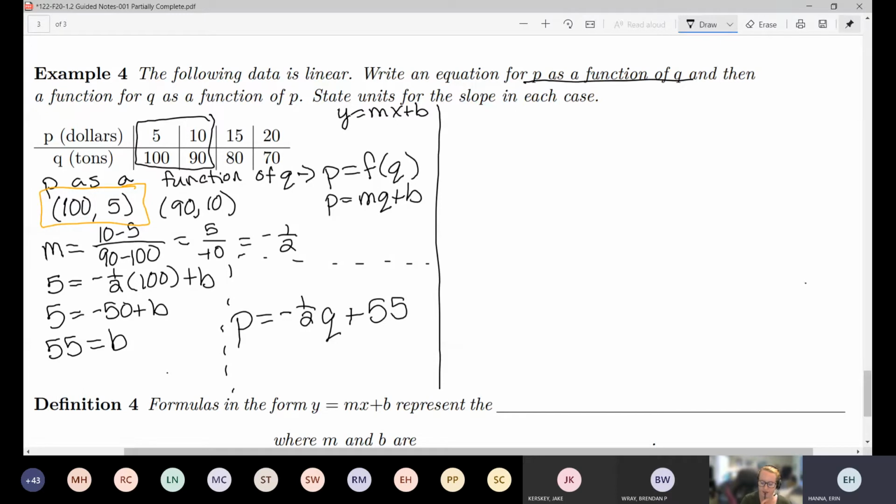And then the other thing we were asked for in each one of these cases is the units of the slope. So let me go back to the slope really quick. It's not too bad to walk yourself through the units of the slope, because the slope is a y value over an x value, right? A change in y over a change in x. So the units are just whatever the units of y are over the units of x. So the 10 and the 5 were dollars, and the 90 and the 100 were tons. So this is going to be dollars per ton for our units.